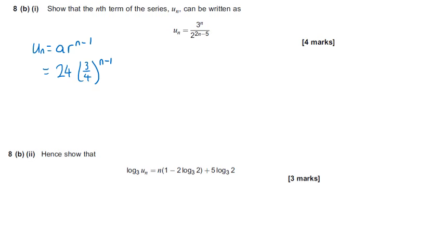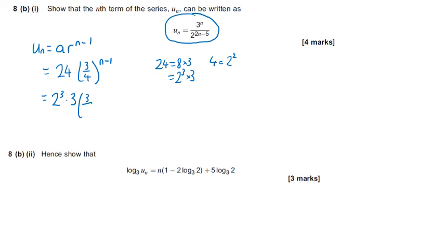Now, let's use the question as a guide. It wants us to express this as powers of 3 and powers of 2. So what we should do here then is we should express what we've got in powers of 3 and 2 where possible. So 24 is equal to 8 times 3, which is 2 cubed times 3. So we'll put that in first. So 2 cubed times 3. 4 in the denominator, in the bracket there, is 2 squared. So we'll substitute that in as well.